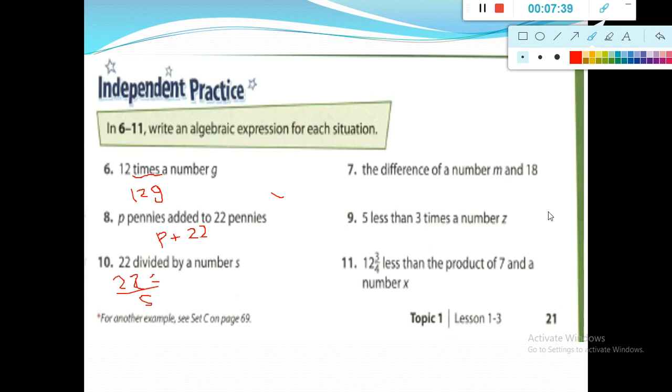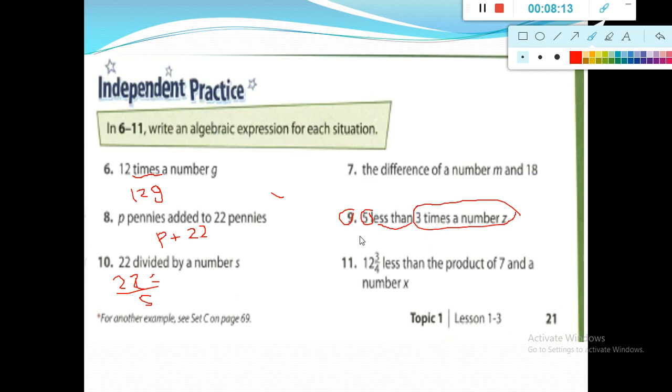Here, let me take another strong example, like number 9. 5 less than what? 3 times a number z. In less than, I have to remember, I have to flip. When I have less than, I have two parts. The first part is 5, and the second part is 3 times a number z.